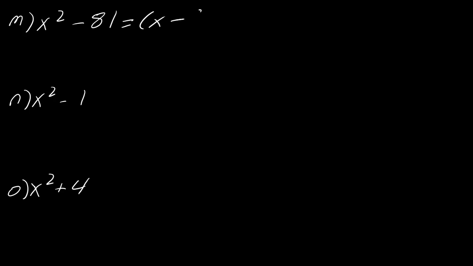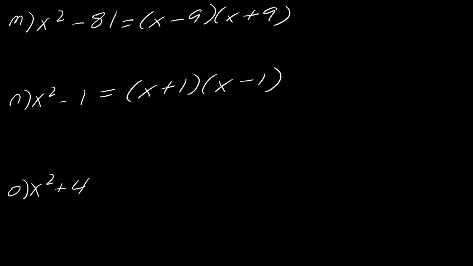So for m, this is going to be x minus 9 and x plus 9. And for n, this is going to be x plus 1 and x minus 1. Now, notice O is a little bit different, right? This is x squared plus 4. So are there 2 things that multiply to positive 4 but would add to 0? There's not, right? So there's no way that you could really write this.